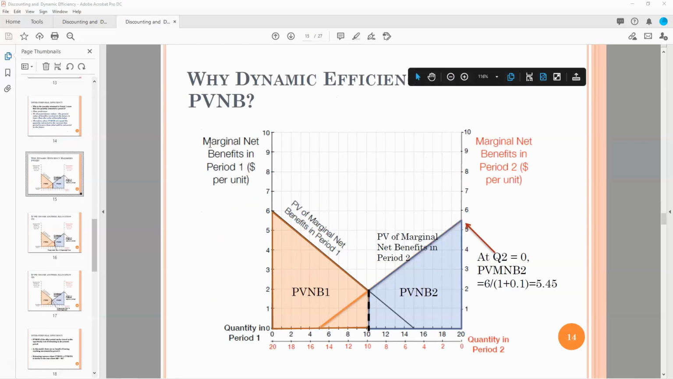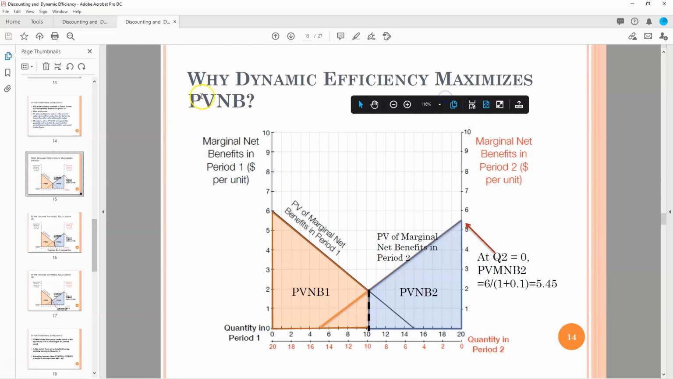So here we ask why dynamic efficiency maximizes present value of net benefits. So that means why what we consumed at the intersection maximizes present value of net benefits. I already talked before, when we consume at this level in period 1 and this amount in period 2, the total net benefit, the sum of the red area and the purple area, is maximized.